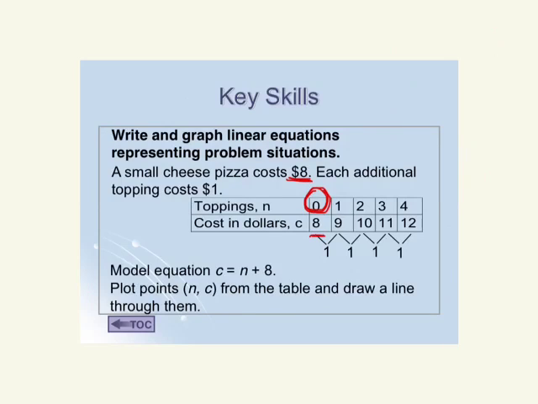Well, if I choose 1 topping, it's $1 more. If I choose 2 toppings, it's another $1. And so it's increasing by 1 each time. So the number of toppings multiplied by 1. So this cost is 1 times the number of toppings plus 8. But since again we don't need to have the 1, we just write it as C is equal to N plus 8.